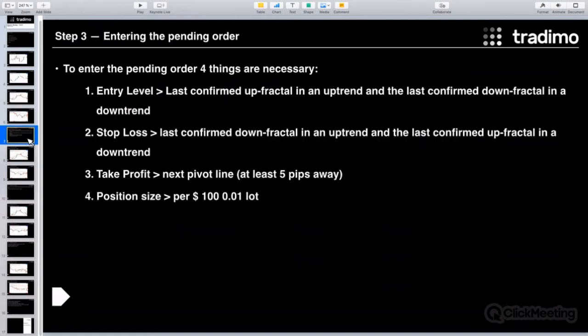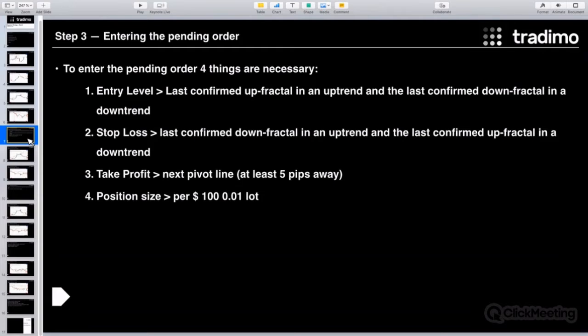let's go ahead with step 3, entering the pending order. To enter the pending order, we need 4 things. The first thing is the entry level, of course. And the entry level is the last confirmed up fractal in an uptrend and the last confirmed and broken down fractal in a downtrend. Yeah, we will have a look at an example right now.